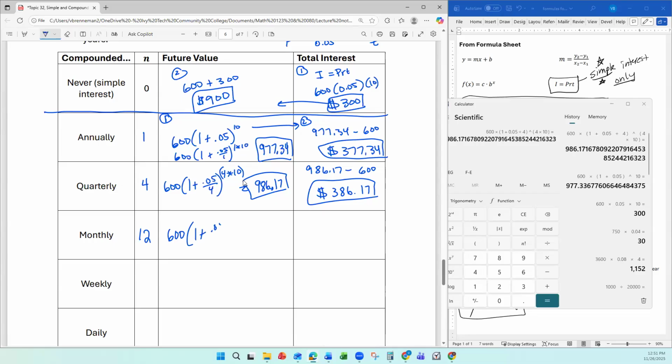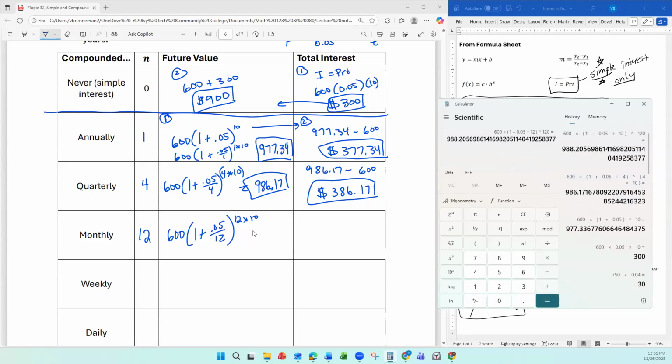600 times 1 plus 0.05 over 12 to the 12 times 10. 600 times parentheses 1 plus 0.05 divided by 12. Don't do the 0.05 divided by 12 and round that off. Just do it all in one calculation. Any calculator you're using, you should be able to do it all in one calculation. You should not have to stop and write down anything and round it off. If you think you do, talk to me. We'll look at your calculator and figure it out. That comes out 988.21. And so the interest is $388.21, an extra $2-ish from going from quarterly to monthly.